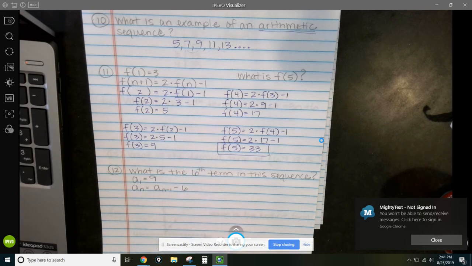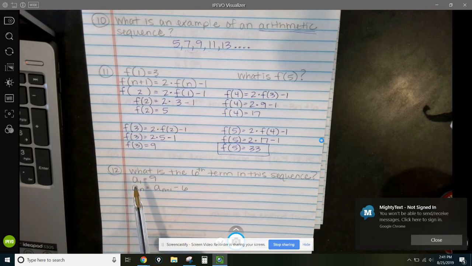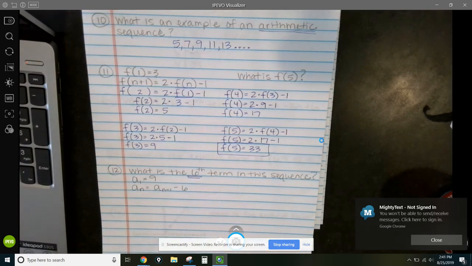All right, number 12, very similar. What is the sixth term in this sequence? So now they're writing it in kind of like a sequence notation instead of this function notation, but very similar. It has like a recursive property to it here. They told you that a of 1 equals 9, and they give you a of n equals a of n minus 1 minus 6. So we're going to do the same sort of thing, and we're looking for the sixth term in this one.